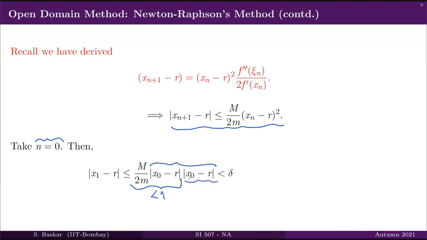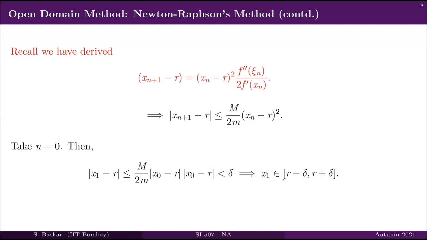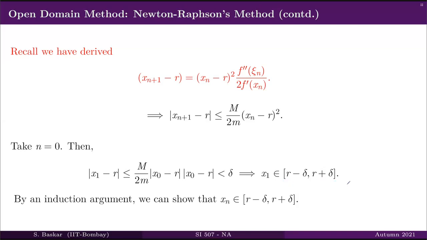And the second part is, after all, x0 is coming from our delta neighborhood, therefore it is less than or equal to delta. So combining these two, we can say that mod x1 minus r is strictly less than delta, and that implies that x1 belongs to the delta neighborhood that we chose. Now the same argument can be repeated, and we can bring in an induction argument to show that xn belongs to the delta neighborhood that we have chosen. In fact, we can say that xn belongs to the open interval.